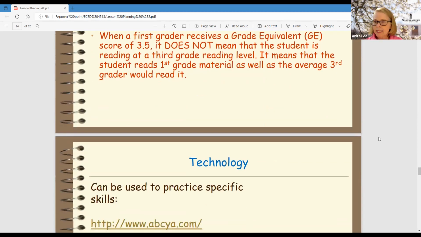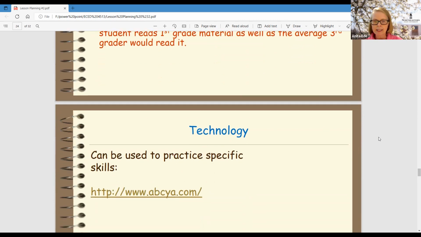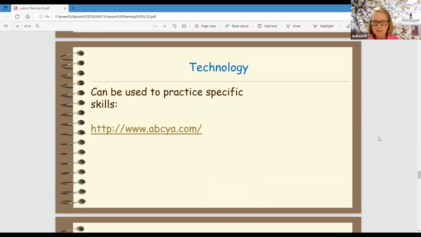Okay. Next thing we're going to look at here is technology. You're going to have to use some form of technology during your lessons. You can use something like ABC, and all you have to do is click on that to see all kinds of wonderful things. I don't know if you've ever used this or not.